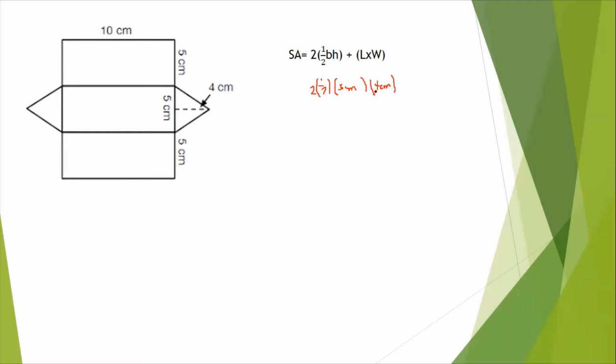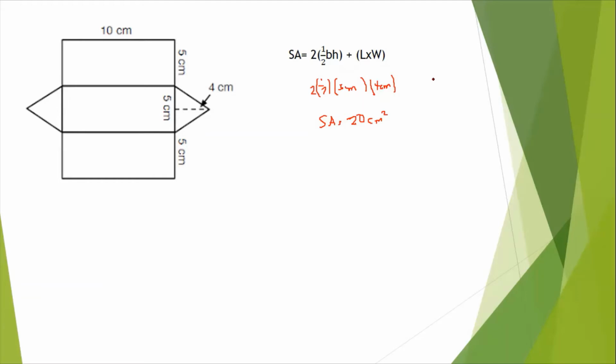4 times 5 is 20. The half of 20 is 10, and 10 times 2 is still 20. So the surface area of our triangles here is 20 centimeter squared. Now let us find the area of our rectangle. The length is 5 plus 5 plus 5, which is 15. 15 times 10 is 150.